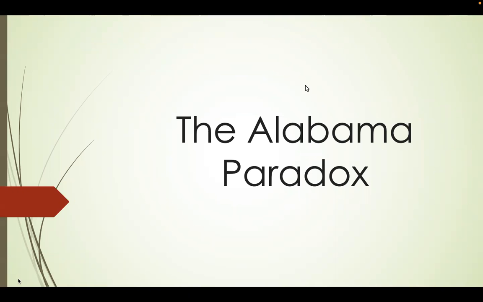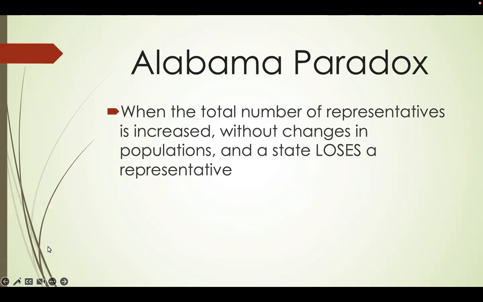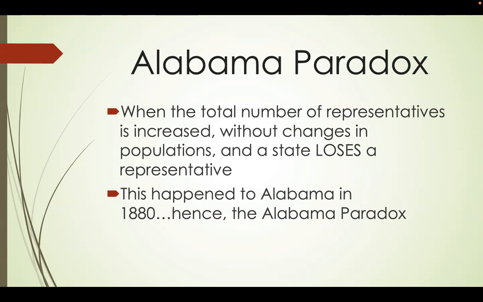It's the Alabama paradox. And while that sounds like the name of a dance, it is actually not. The Alabama paradox talks about apportionment, when the total number of representatives is increased without changes in the population, and a state loses a representative. So you would think if the number of reps is increased, you shouldn't lose a representative. However, in 1880, this happened to Alabama, which is why it's called the Alabama paradox.